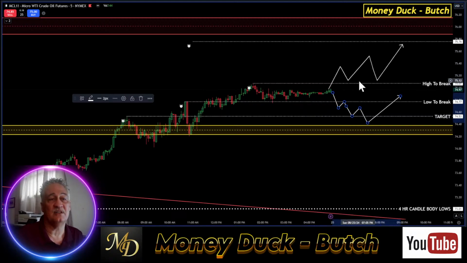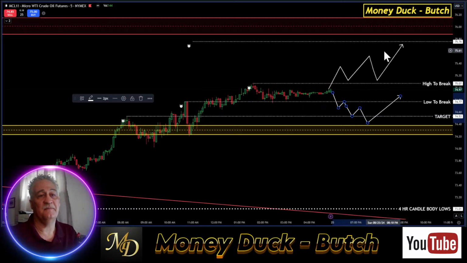Okay, now if I'm in short, I'm going to hold a runner just in case it breaks both those and comes down to here to test this level, or even test this high. So that's why we hold our runners, and we just adjust our stops as we go, because the runners sometimes can bring you more, and I don't know what you're shooting for.